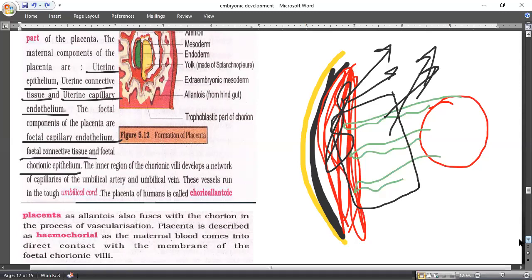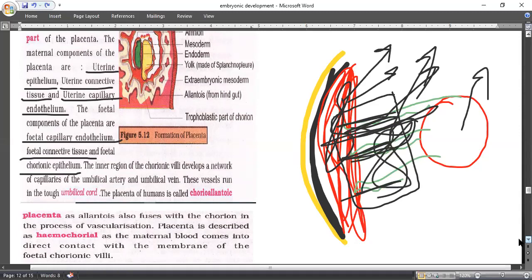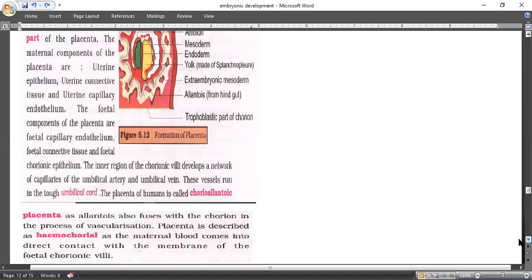Okay. The inner region of the chorionic villi develops a network of capillaries of the umbilical cord, and that forms the umbilical artery and umbilical vein. That means initially, when we saw implantation, we called the sites syncytiotrophoblast, cytotrophoblast, like that. That won't stop there. That will go on as long as the embryo is growing. The chorionic villi and chorionic blood capillaries are all going to be formed here. So in the series, what we said, there are two: umbilical artery, umbilical vein.